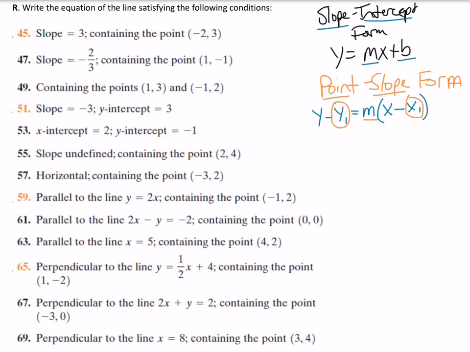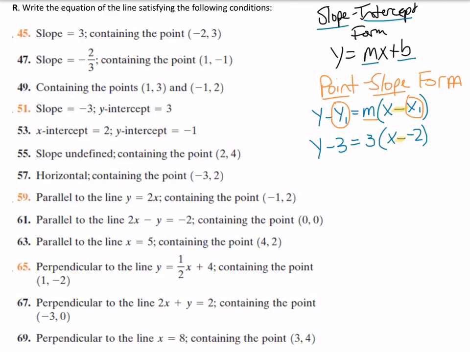So for example, if we did number 45 there, the slope is 3, containing the point -2 comma 3. I'm going to plug that information into point-slope. So I write y minus 3 equals m, which we determined was 3, times x minus, and then -2. Notice how I put two negatives there because the point-slope form has a negative already. I'll highlight it for us. See how the negative's already there? So I have to include it here, and then I put the -2 because the point was -2.